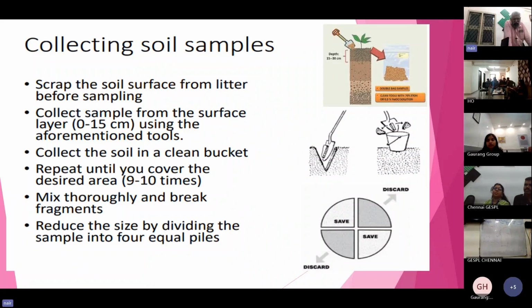Yes, sir. That's right. So this much A4 size Ziploc cover, how much quantity comes, that is enough. Because I cannot say by weight, because it depends on 1 square centimeter.